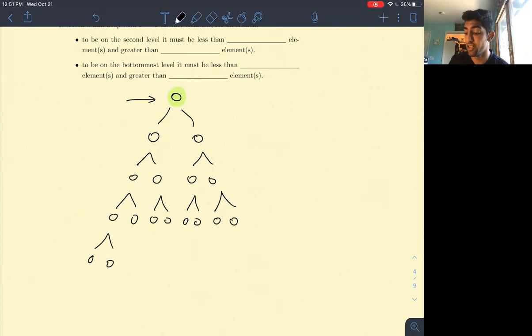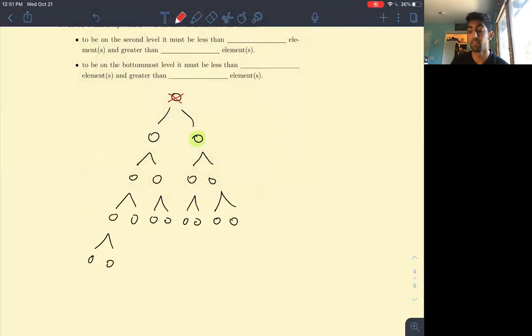So the answer is no. The root of a min heap that has distinct elements must be the smallest element in the min heap. As such, it can't be the fourth smallest. So what we can do is eliminate the top. Okay, let's keep playing. Let's say I put an element here.